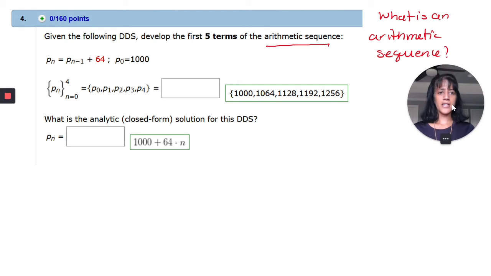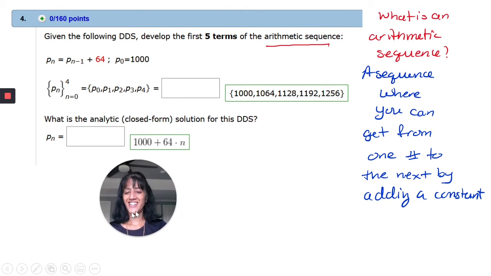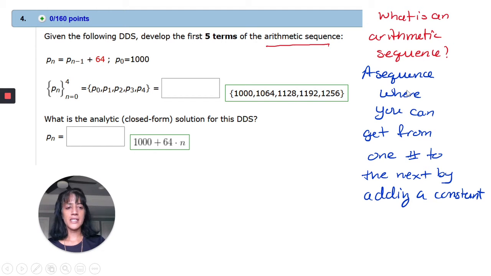All right, so on this problem, they're asking for the first 5 terms of an arithmetic sequence. An arithmetic sequence is only a sequence that is separated by going from one number to the next by adding a constant. So it's the simplest kind of sequence that you have.